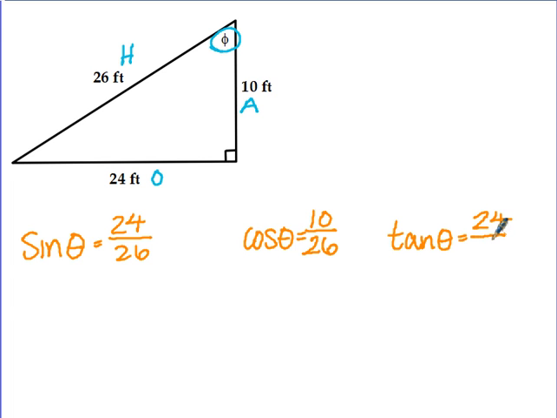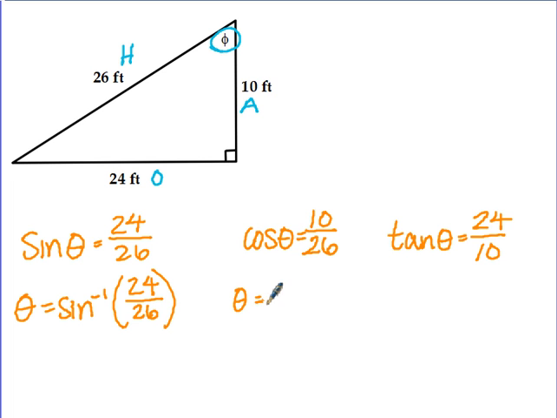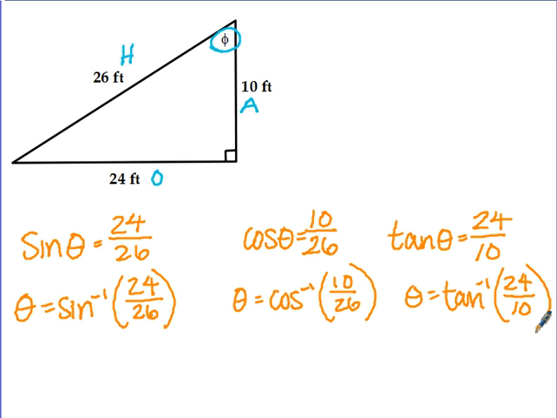Now, if you were to solve all three of these and plug all three of these into your calculator, I'll just show you what that would be fairly quickly. So the inverse sine of 24 over 26, or the inverse cosine of 10 over 26, or the inverse tangent of 24 over 10. No matter which one you pick, theta is always going to be 67. Okay, so if you are given all three sides, you can pick whatever you want.